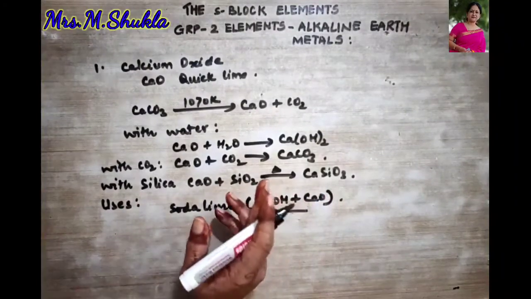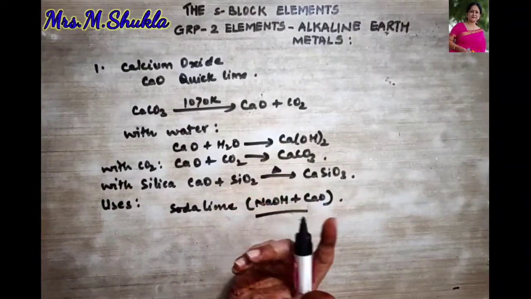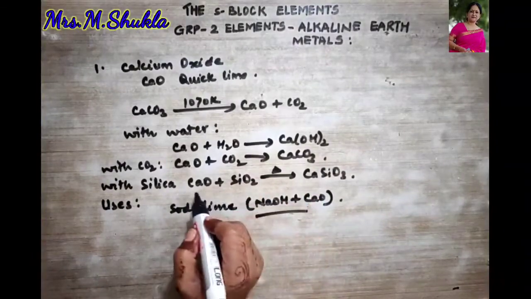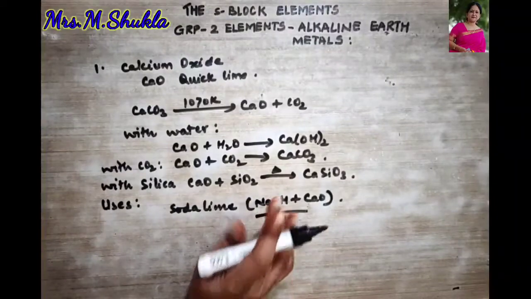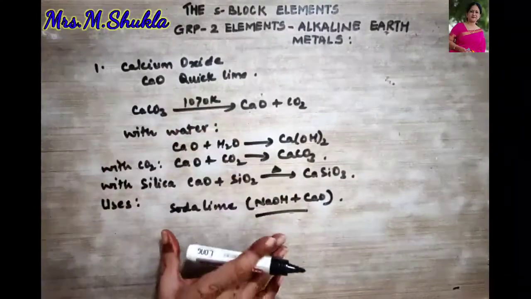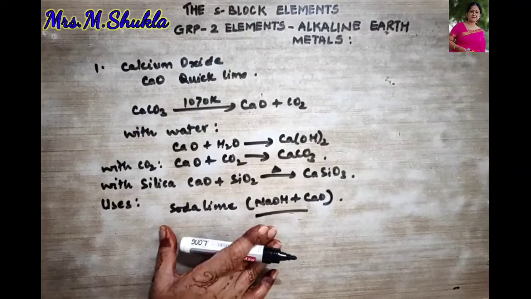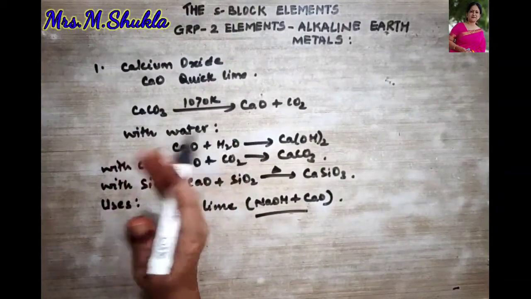It is also used for drying gases. It is also used as a flux in metallurgy. Clear? So this was something about calcium oxide. The next compound that we have is slaked lime.